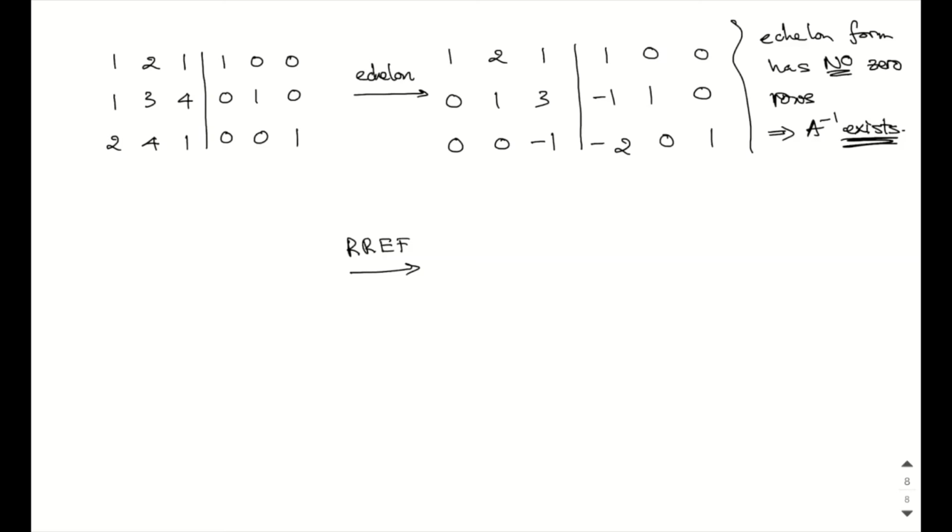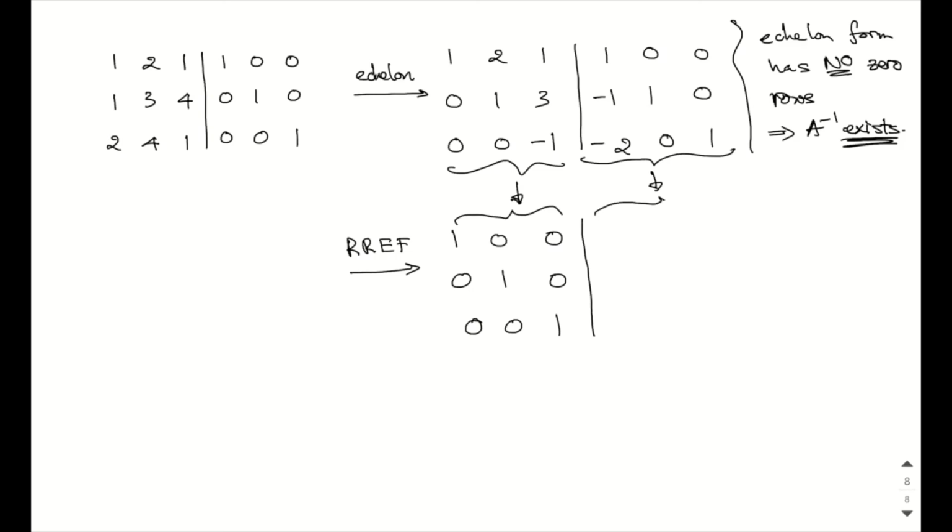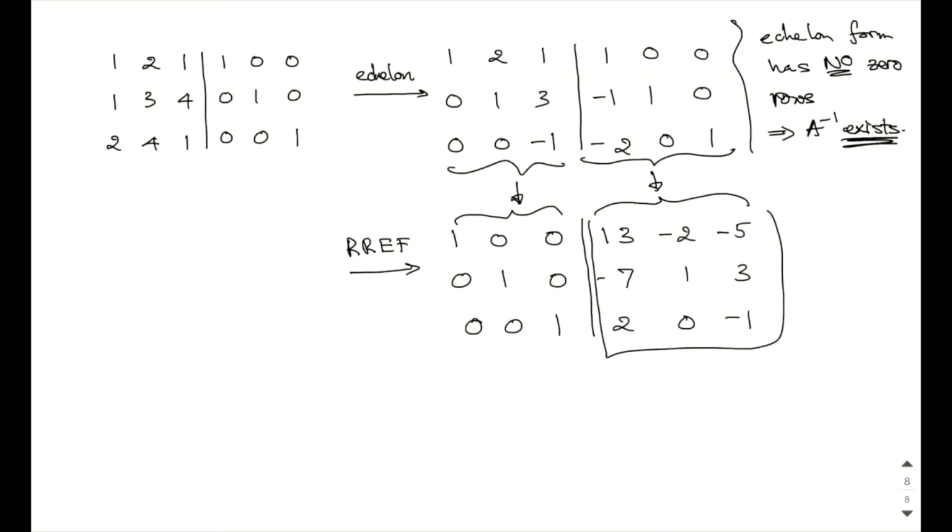If you do that correctly, your left-hand side matrix should become the identity matrix. At that time, the right-hand side is going to become what is called the inverse. And in this case, the inverse is this matrix. Right, so this is going to be your A inverse.